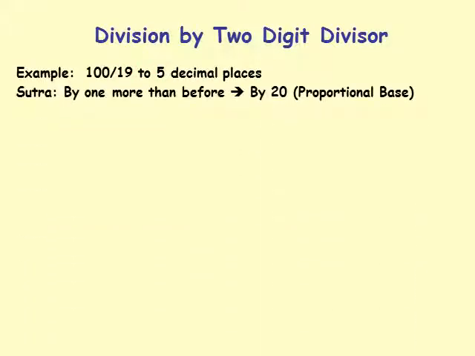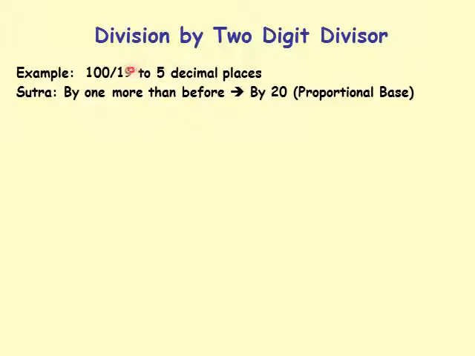Let's do two-digit divisors now. Example is 100 divided by 19 to 5 decimal places. We'll divide by 19 and also decimalize the result. Let's continue here. So the sutra is by 1 more than the 1 before, by 1 more than the 1 before.